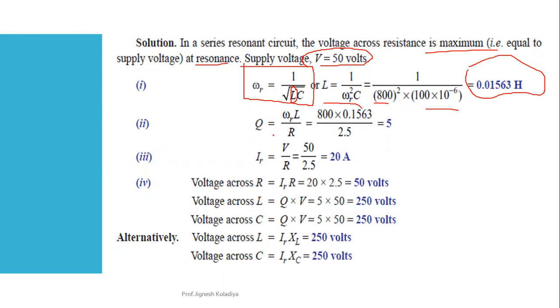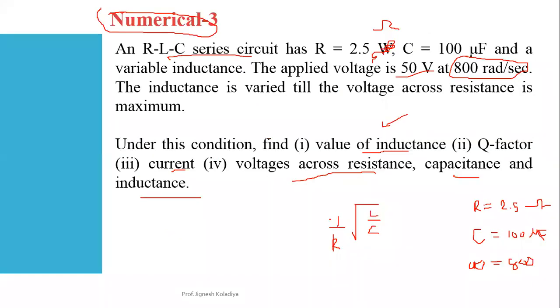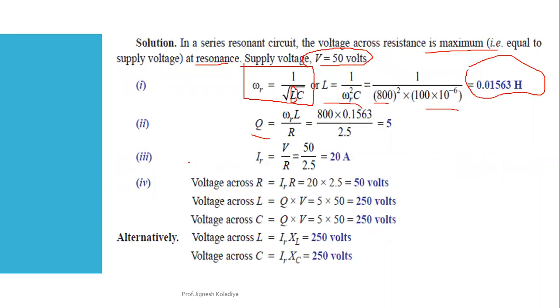Now either you can use this equation, omega r L upon capital R, for the quality factor, or you can also use this equation as I told you. In both cases you will get the same answer. At resonance, we know XL and XC are not present because they are equal and opposite, so they cancel their effect, and that's why the current is given by simply V upon R. So 50 upon 2.5 is 20 ampere. So that is our current at the resonance.